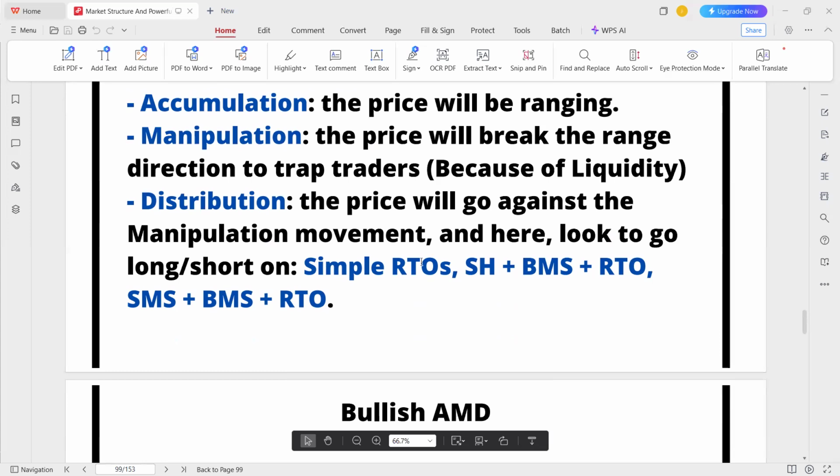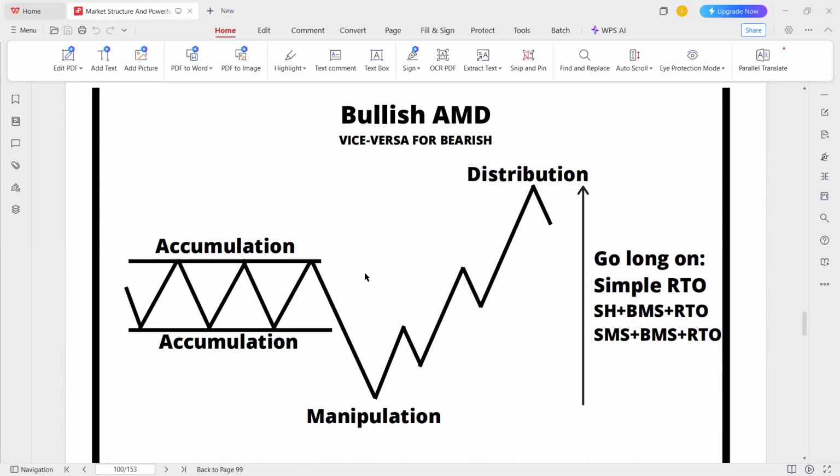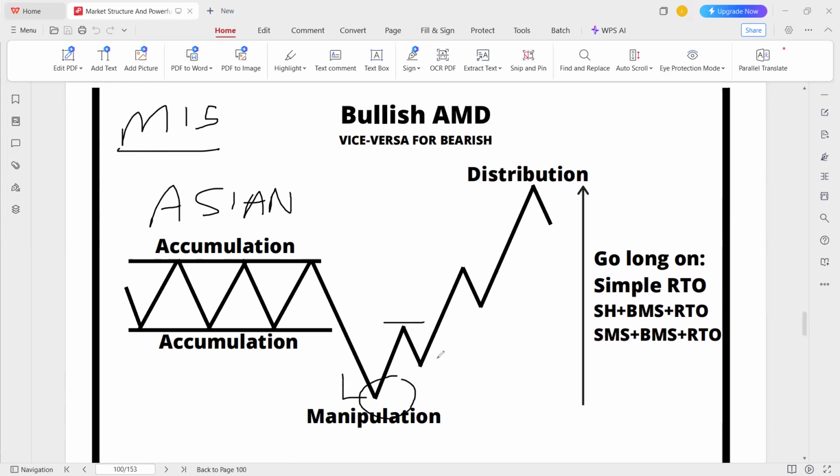So this is simple RTOs, stop hunts plus BMS plus RTO. It's basically all the setups which we have explained above. So bullish AMD, simple market structure, just like we explained in the last chapter. You want to identify this, which is usually the Asian session, right? So we're assuming this is an M15 chart. So that's your Asian session. Then London opens with a manipulation, and as soon as manipulation is done, we get a distribution.